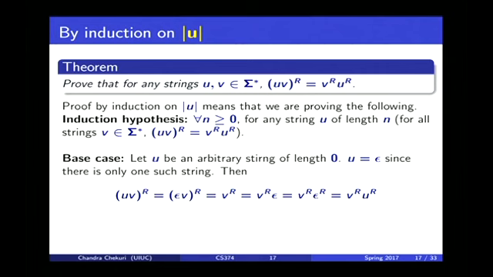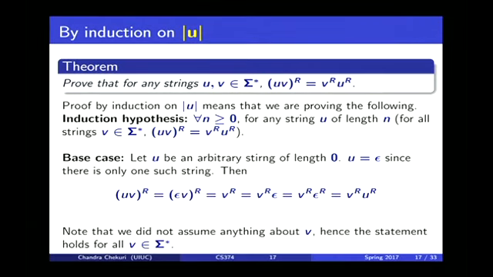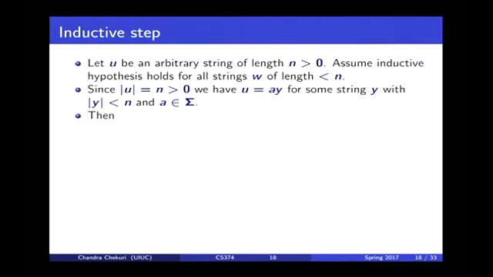So (uv) reverse is (epsilon v) reverse. But epsilon v is v, so it's v reverse. But v reverse is the same as v reverse epsilon. And epsilon reverse is epsilon from our definition, and that is the same as u reverse because u is epsilon. This is easy. One important point I want to make is that we didn't make any assumption about v. That's why it holds for all v. v was completely arbitrary. It's important. Now let's do the inductive step.